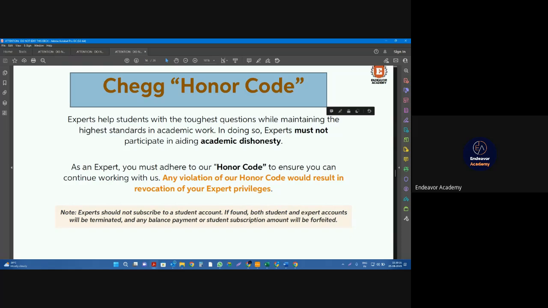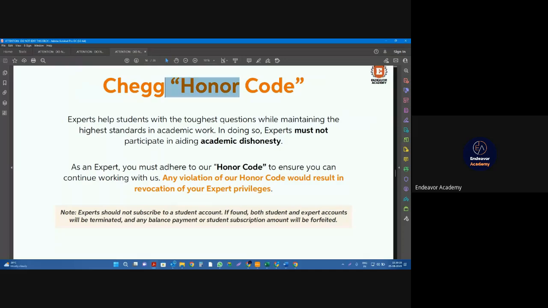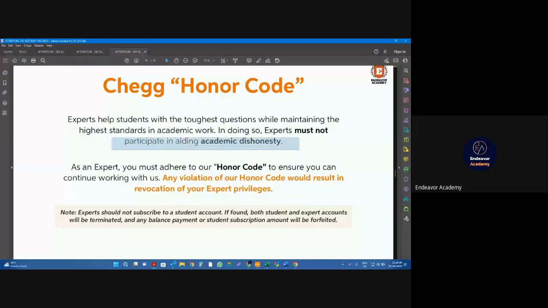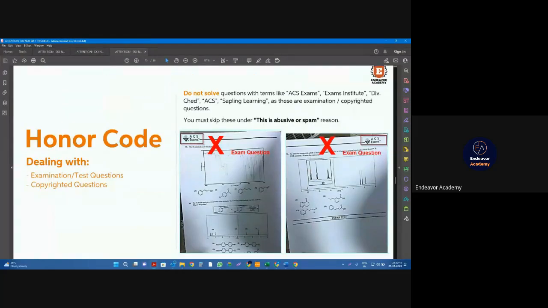Chegg has an honor code. Chegg will not help the student to cheat in the exams. So experts must not participate in academic dishonesty. Academic dishonesty means they can't help the student to cheat. So we can't answer certain kinds of questions.